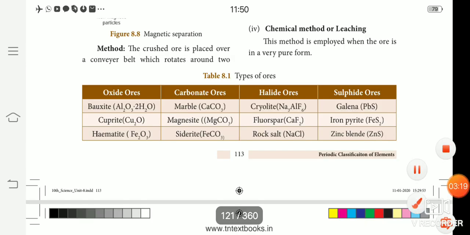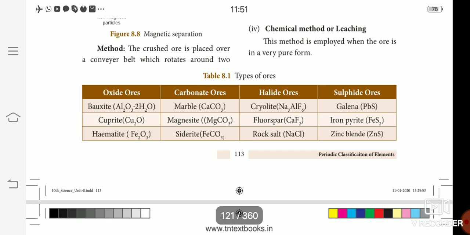So all of you take page number 113. In table 8.1, the types of ore: oxide ores, carbonate ores, halide ores and sulfide ores. Metals in combined state are the ores. Okay, so for example, aluminium is combined with oxide. The first oxide ore is bauxite. The bauxite formula is Al2O3.2H2O. So aluminium is combined as an oxide ore.